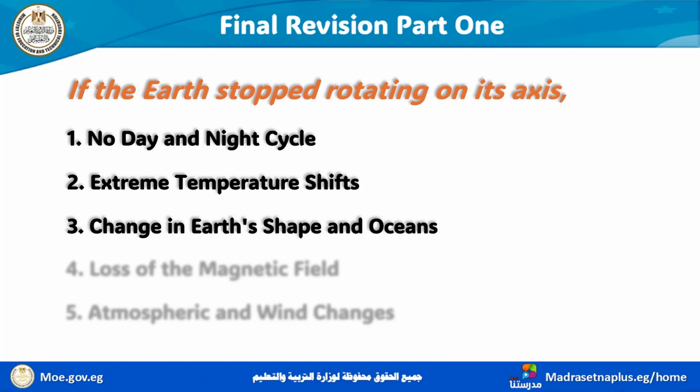Number 3, change in Earth's shape and oceans. The Earth is currently an oblate shape at the equator because of its rotation. If it stopped, it would change in shape and gravity would pull the oceans toward the poles. This would likely create two massive polar oceans and a giant dry continent.